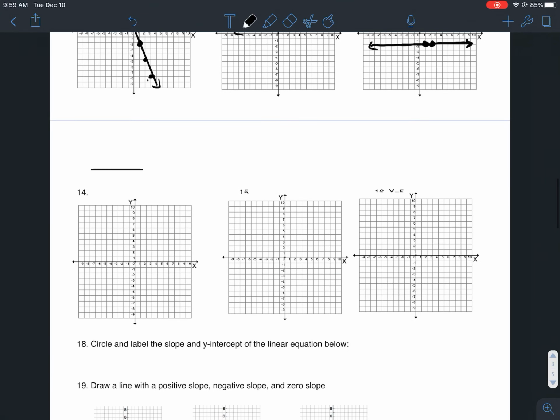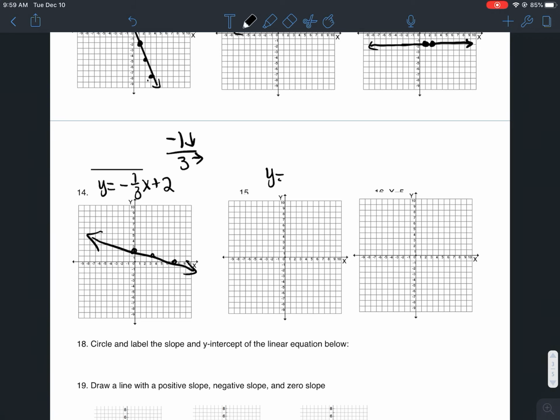Okay. Oh, there's a lot of graphing. This is on the same page. Okay, it's on the next page. So this one is y equals -1/3 x plus 2. So when you do this, you want to put the -1 on top. You're going to go down 1 to the right 3. It should look like this.